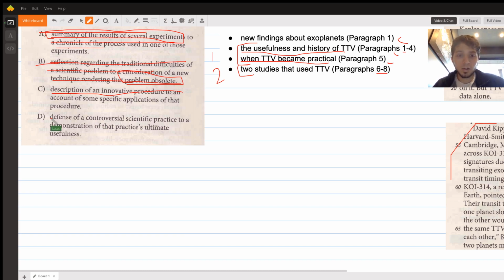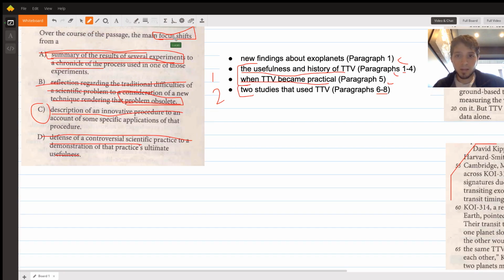So we can kind of conclude that this one is going to be wrong as well, which leaves us only with our answer choice C, which happens to be our answer choice. We can stop there.